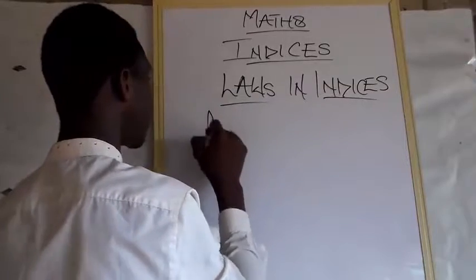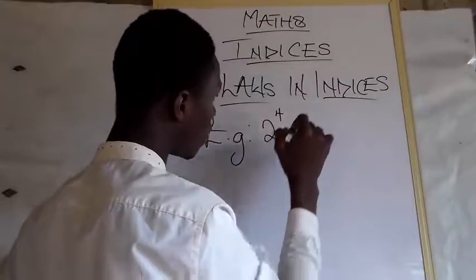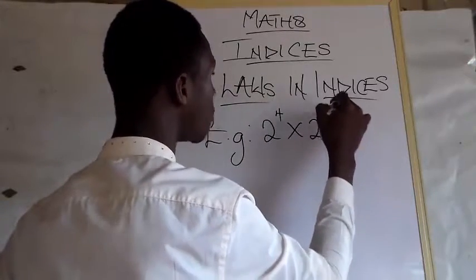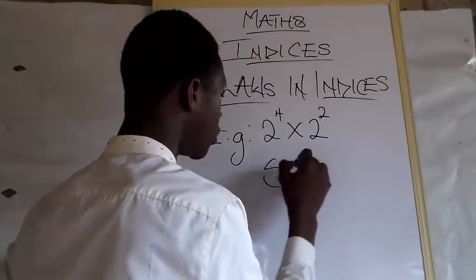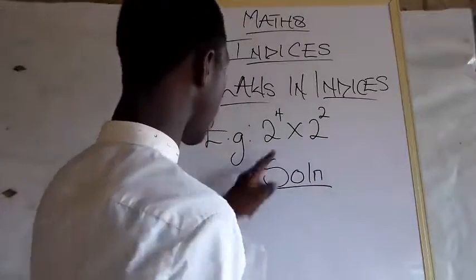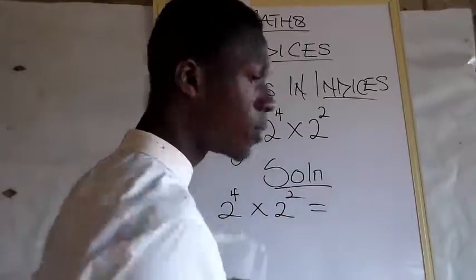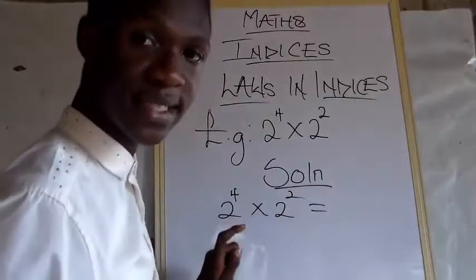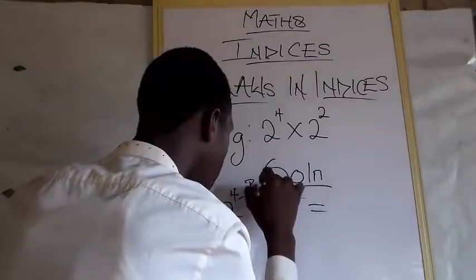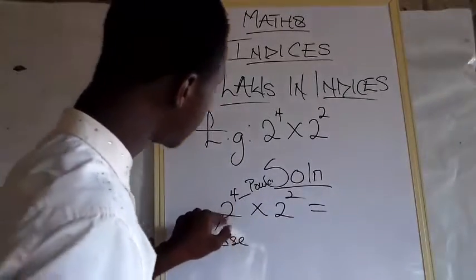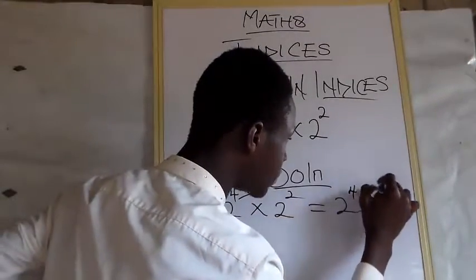Example, we have 2 raised to power 4 multiplied by 2 raised to power 2. For you to do this, you simply bring down the equation, 2 raised to power 4 multiplied by 2 raised to power 2. Now normally you pick one of the base. Remember that this is your base and this is your power. Now you pick one of the base, 2, and add the power.